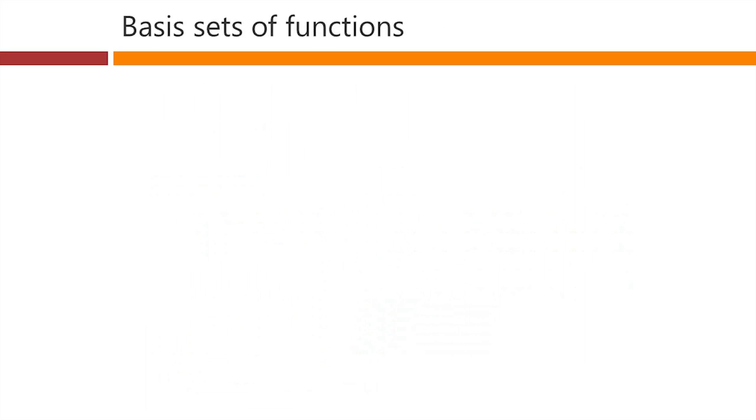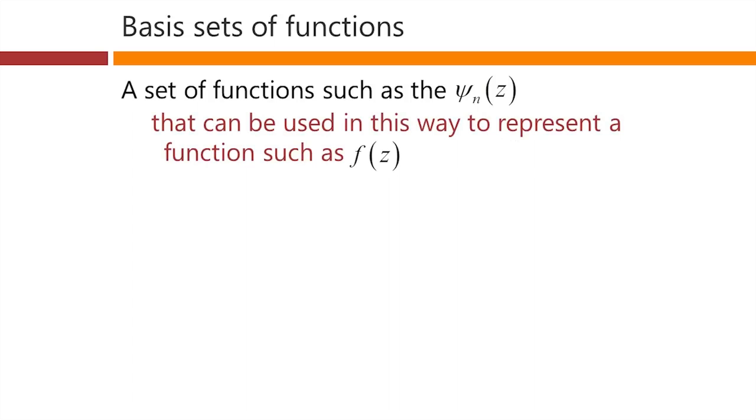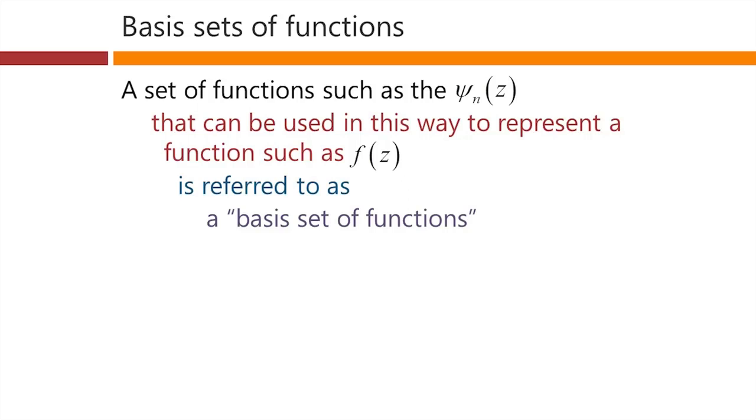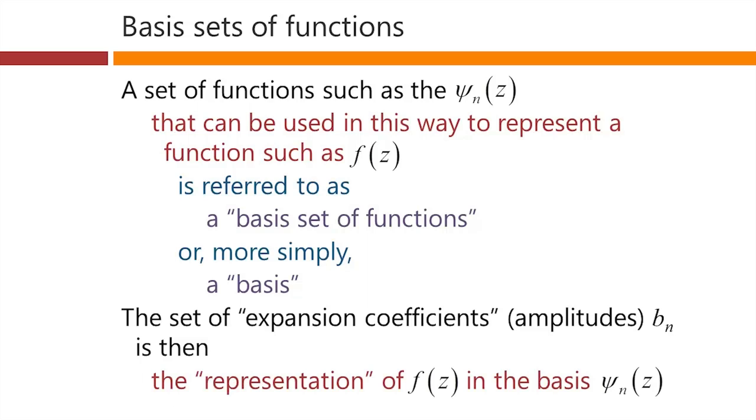So we can talk about a new language. We can talk about basis sets of functions. A set of functions such as these psi n of z here that can be used in this way to represent some other function f of z is referred to as a basis set of functions. Or more simply, we might just say a basis. We might be a bit lazy there. And this set of expansion coefficients, as we now call them, these amplitudes Bn, is then the representation of f of z in the basis psi n of z.